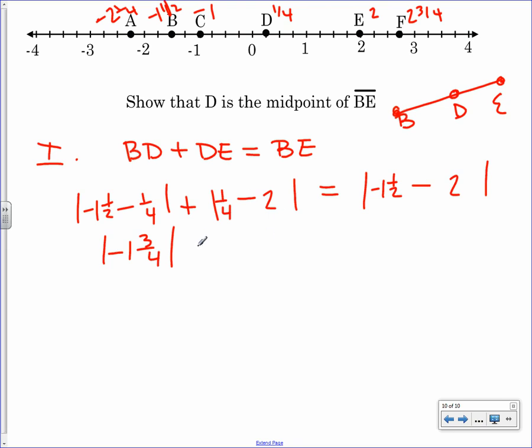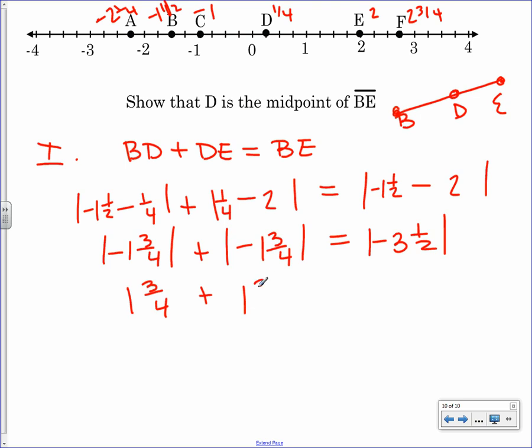All right, so what do we get for this set of absolute values? Negative 1 3/4. What do we get for this set? Negative 3 1/2. And then we get rid of the absolute values, right? So this is positive 1 3/4 plus positive 1 3/4 equals positive 3 1/2. What's 1 3/4 plus 1 3/4? 3 1/2 equals 3 1/2. Is that true?